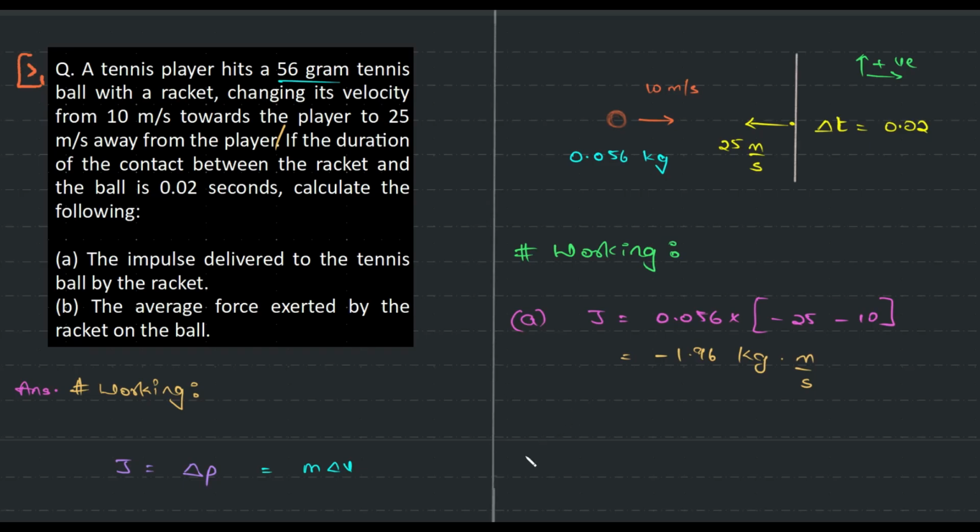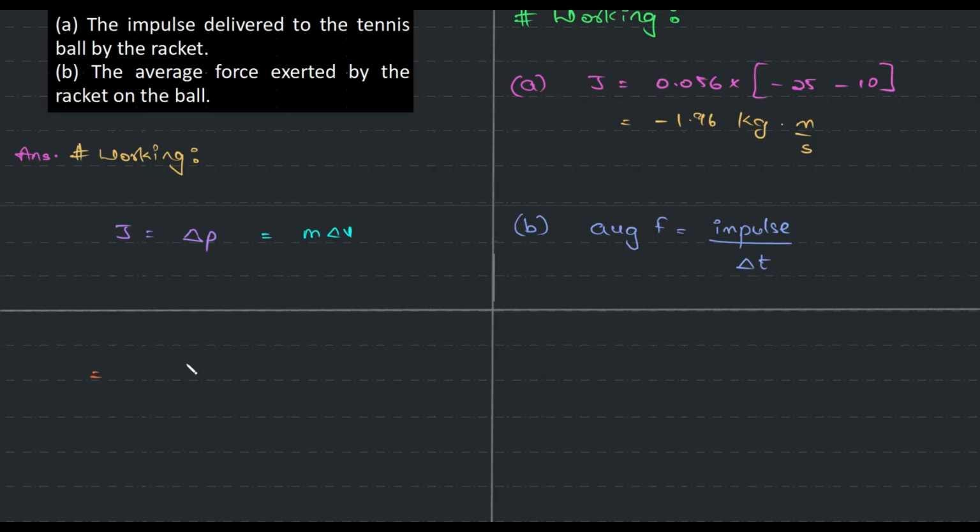Then we have the average force. How do you figure out the average force? The average force is nothing but the impulse that we have divided by time. So impulse is 1.96 and the time is 0.02. So this is basically 98 Newton.